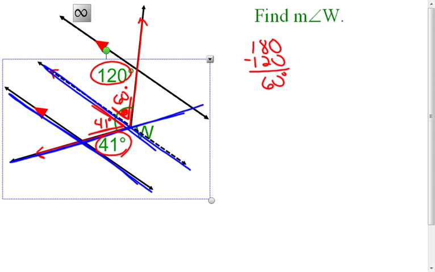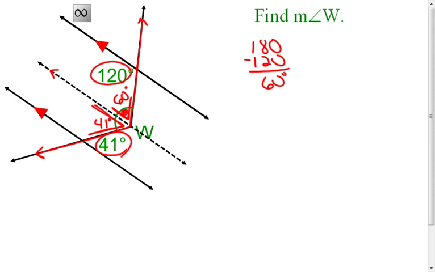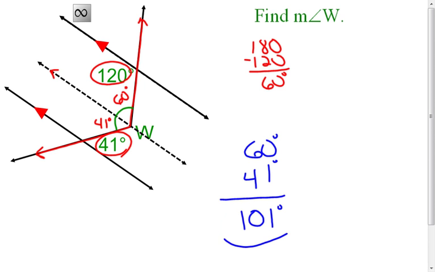Now, let me get rid of all the blue. And let me try to get rid of this, because it might be a little distracting, and this one. And now I can see that my angle W from the beginning is made up of a 41-degree angle here and a 60-degree angle here. All I'm going to have to do is add those two angles together. So I have 60 degrees, I have my 41 degrees. Add them together, I find out the measure of angle W is 101 degrees.